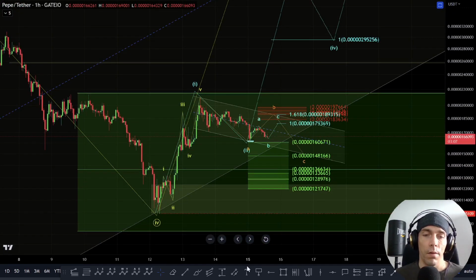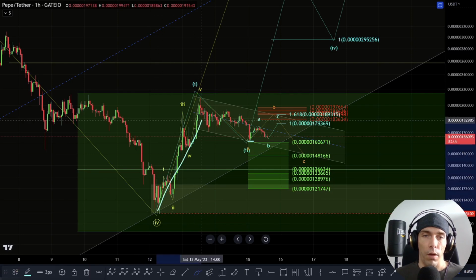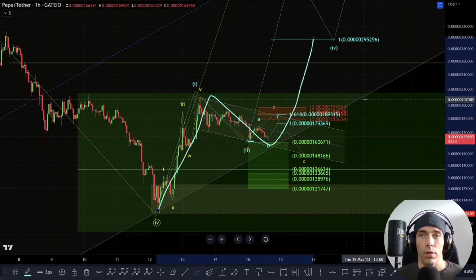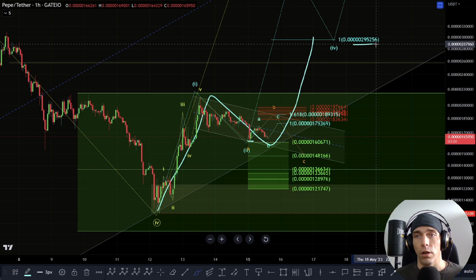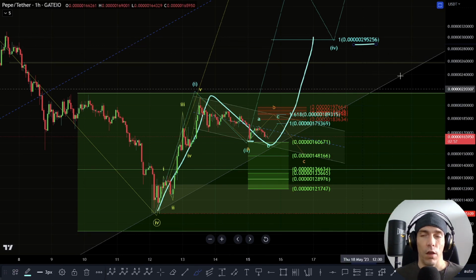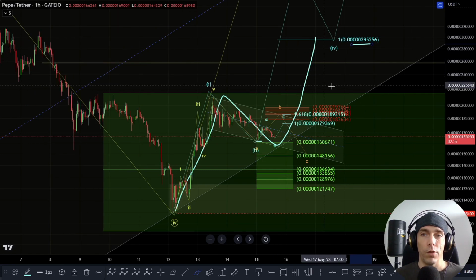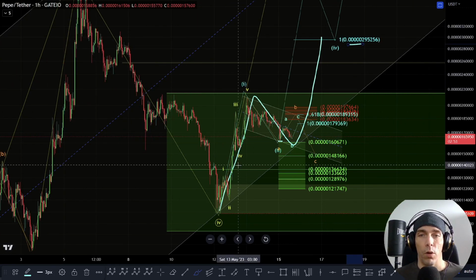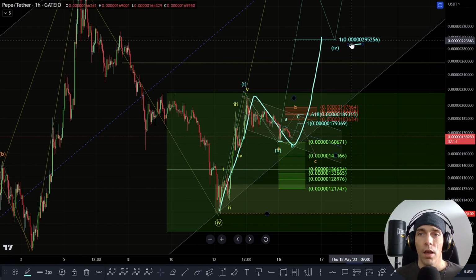What we need to be careful of here is that we don't just form a 3-wave move, A, B, and C to the upside, and potentially look to target out this range here of this 295256 area. So this would be an interesting zone if we do move up here, because this would be a 1-to-1 of this as an A, B, and a C.